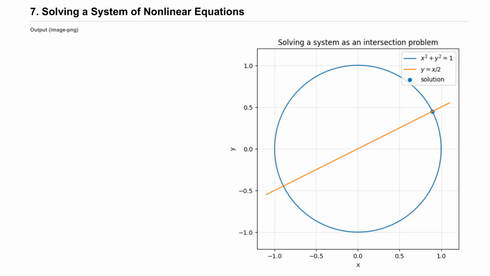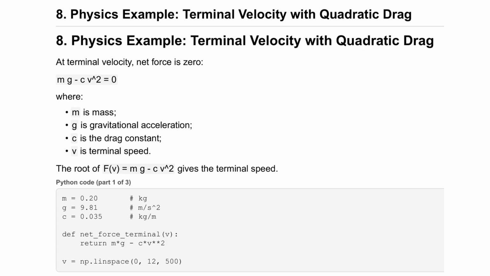The plot confirms our calculation perfectly. The orange line passes through the blue circle exactly at our solution point, showing that our two-equation system was solved correctly by the guess-based solver. Let us apply this to a real physics problem. Calculating the terminal velocity of an object with quadratic drag.